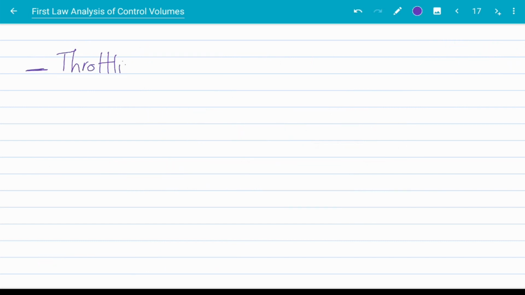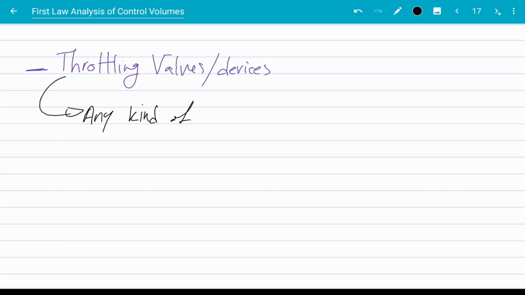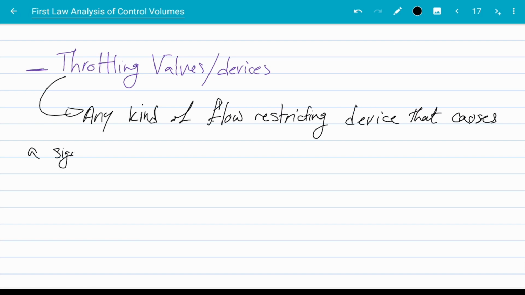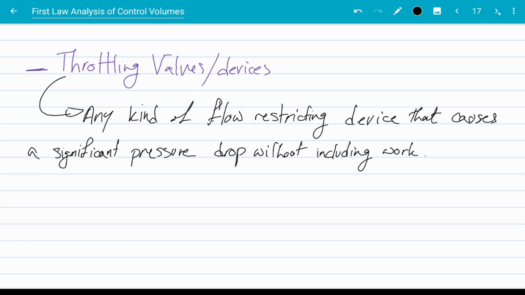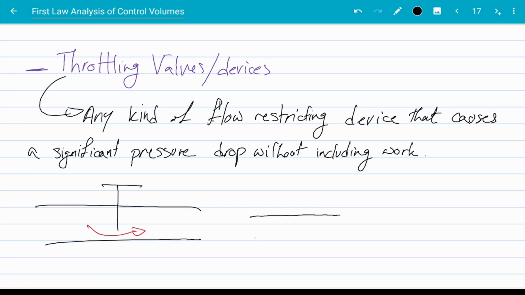Now the final example is a throttling valve. Now any kind of flow restricting device that causes a significant pressure drop without including work is a throttling device. Now examples of throttling devices are a throttling valve, which blocks the flow inside a pipe, leaves a small opening for the flow to move through. Another example is a capillary tube, which is mostly used in refrigeration and air conditioning cycles.